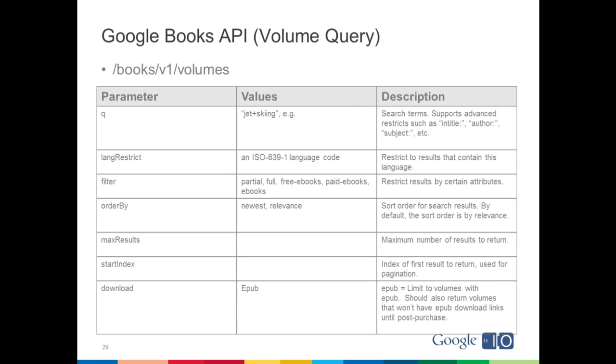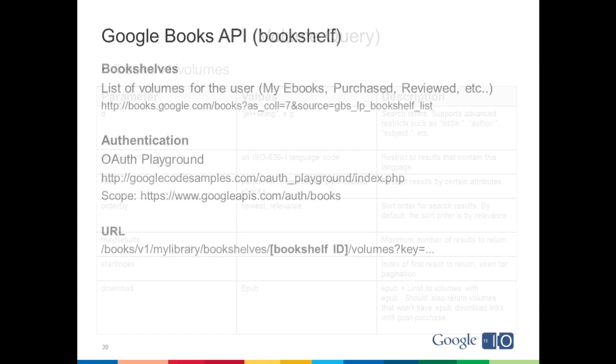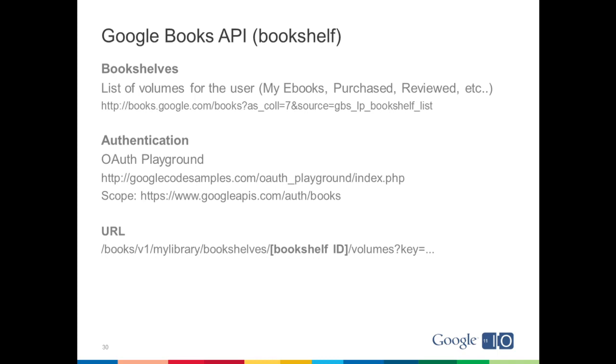And the volume query. The volume query supports multiple different types of parameters here. So you see the query, that's probably the biggest one that people will be using. There's filtering, language restrict as well. And bookshelf, so the URL at the top there is the actual URL if you would hit our book site. That AS collection ID is actually the bookshelf ID, so you would replace that into your bookshelf URL query. And you can use OAuth Playground right now to go through and execute these queries.